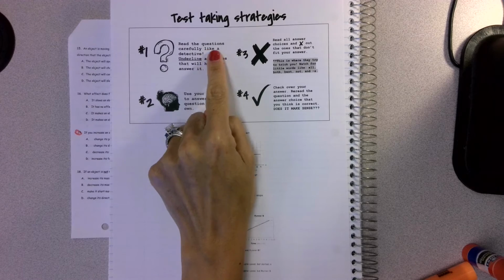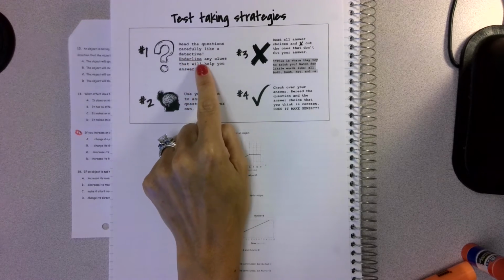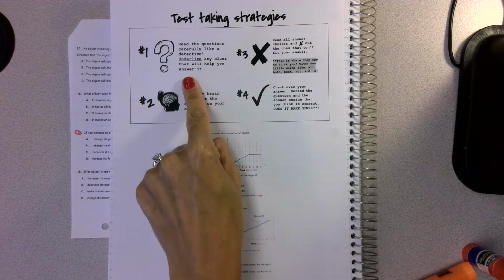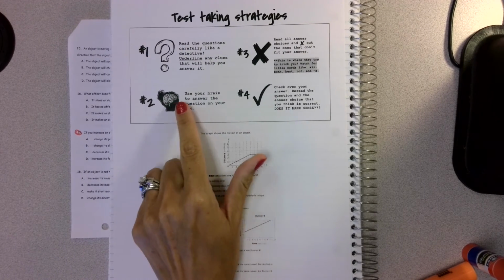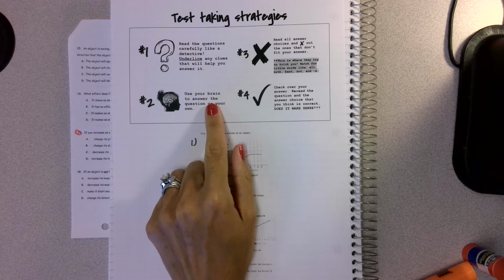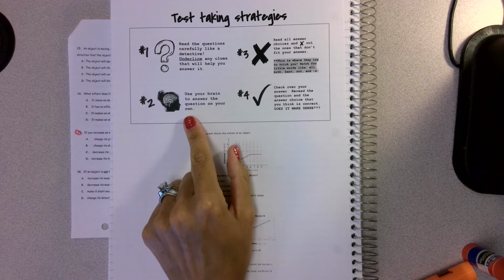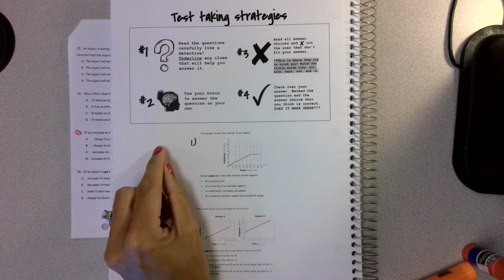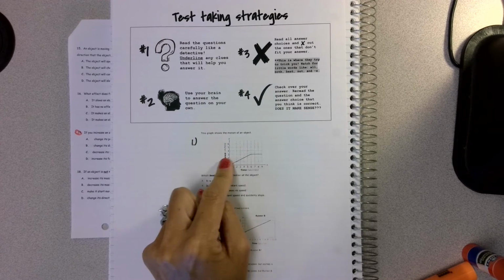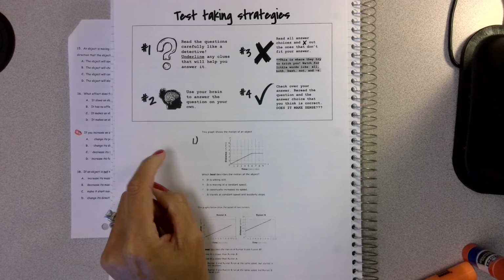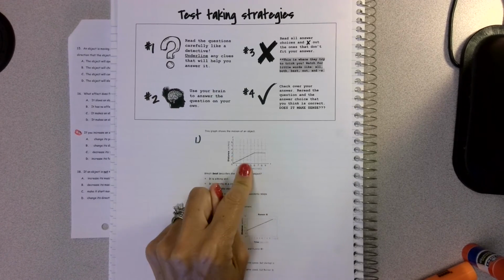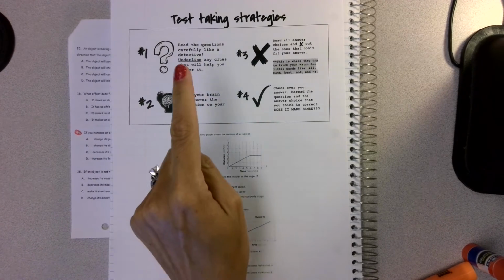First, you're going to read the questions carefully like a detective, underline any clues that will help you answer it, and that's what I did with the graph. I made marks on the graph and wrote things on it. Use your brain to answer the question on your own. So when we talked about it and I circled the stop and everything, that was me using my brain, even though I didn't write it down. I still used my brain to talk and dissect that graph.